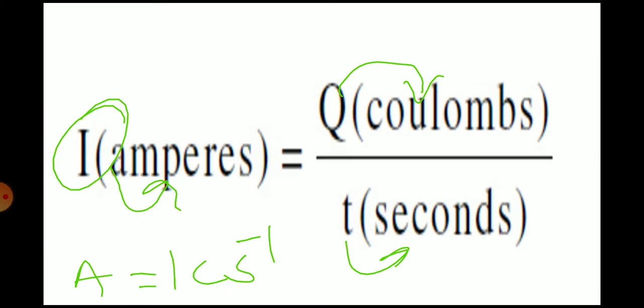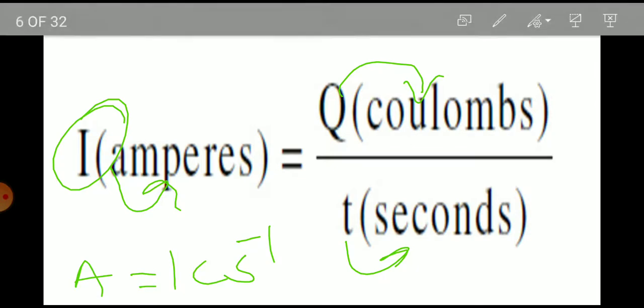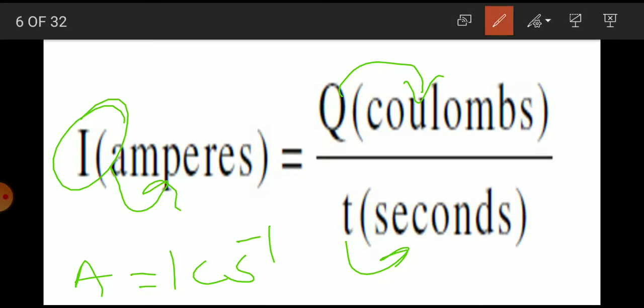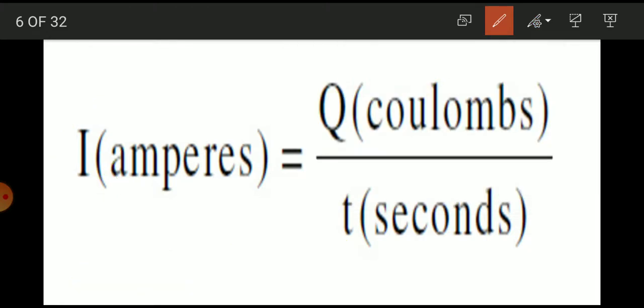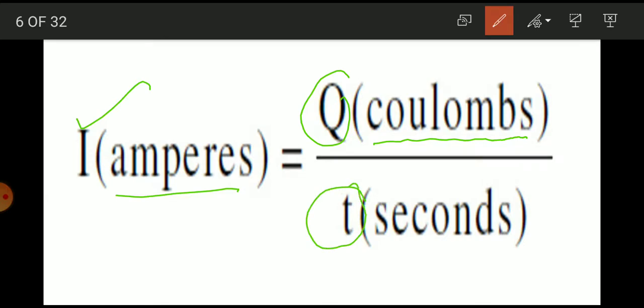Now, this I represents current, and ampere is the unit. Q represents charge and coulomb is the unit. T represents time and second is the unit.